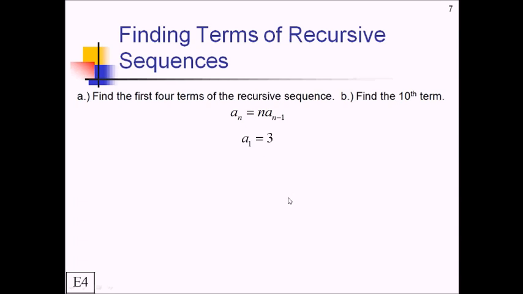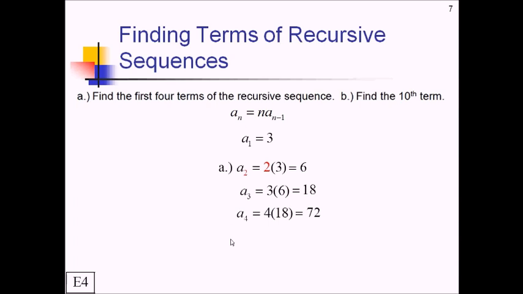All right, so now we're going to be doing the initial condition of 3 times 2 for the second term. That's 6. Then we'll have to multiply that by the next index of 3, which gives us 18. That gets multiplied by the next index of 4, which gives us 72.